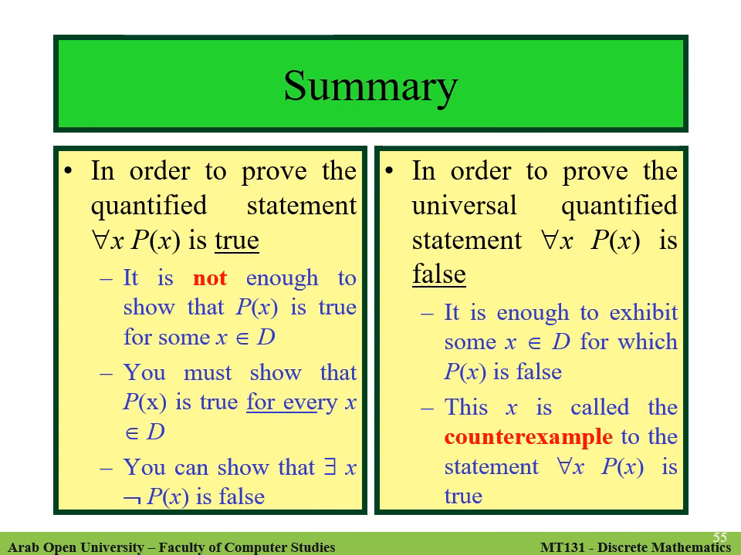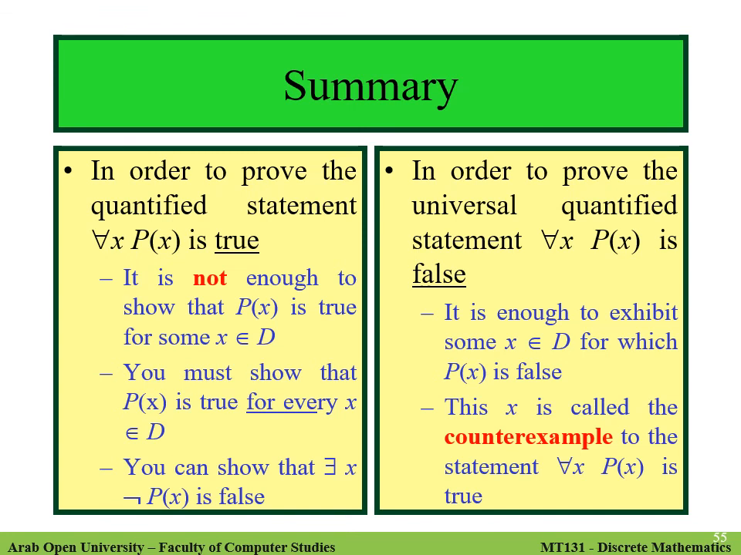An equivalent approach: if you want to show for all x, P of x is true, you can show that the negation of the statement is false, that is, the statement there exists an x such that not P of x is false. Then if the negation is false, the original statement is true. Now to prove the statement for all x, P of x is false, this is easier because you only need to show it is false for one value. And we call this a counterexample.